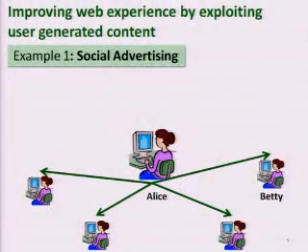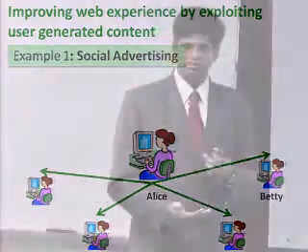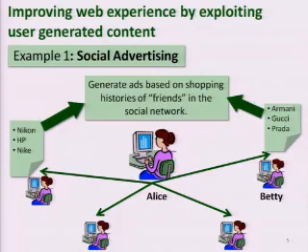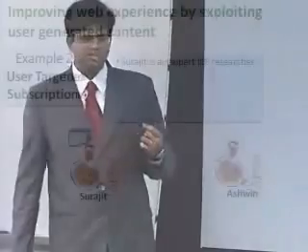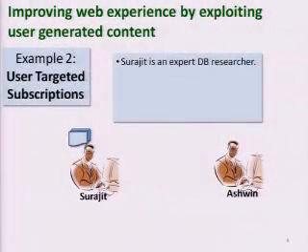The first one is what I call social advertising. Traditionally, ads are placed for a user based on her browsing or shopping histories. But now that we have access to Alice's social network, we can generate ads for Alice also based on the shopping histories of her friends, thus diversifying the ads Alice sees and potentially improving the revenue of the ad agency. However, we should be careful because Alice, for example, should not discover what Betty is shopping based on the ads that she sees. The second example is what I call user-targeted subscriptions.